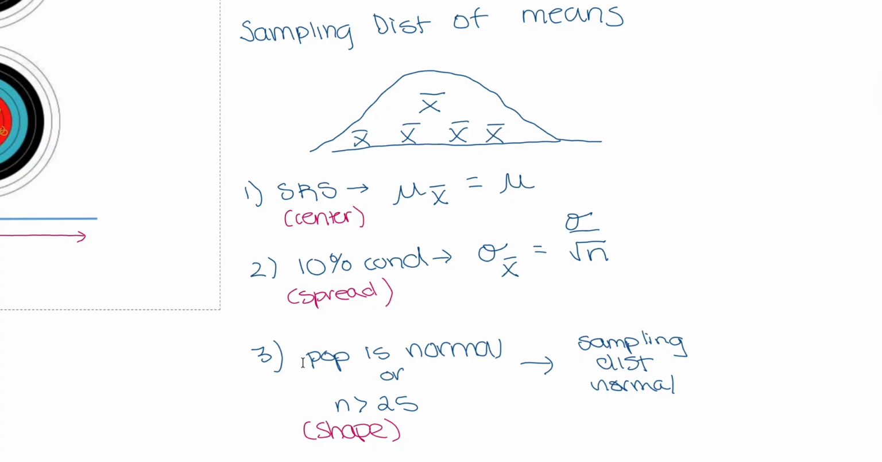Third condition is population is normal or n is greater than 25. So if the original population is normal, whatever size n is, it will all be fine. But if it's not, then n should be greater than 25 for us to draw a normal curve. It determines the shape. We can draw the conclusion that the sampling distribution is approximately normal.